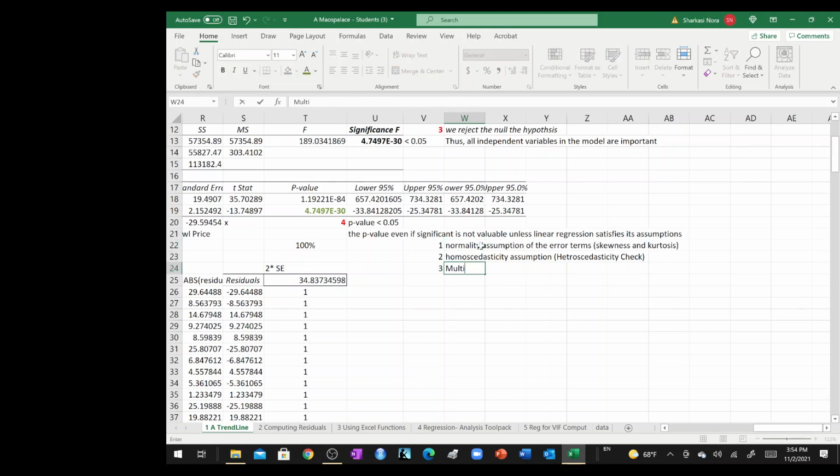Okay, and multicollinearity assumption. The multicollinearity assumption is basically making sure that these variables are not highly correlated and they are independent from each other, just as the name indicates. Also, this means that they are not redundant.